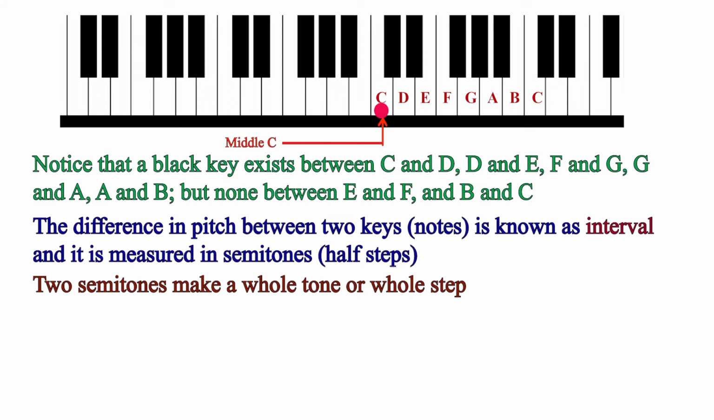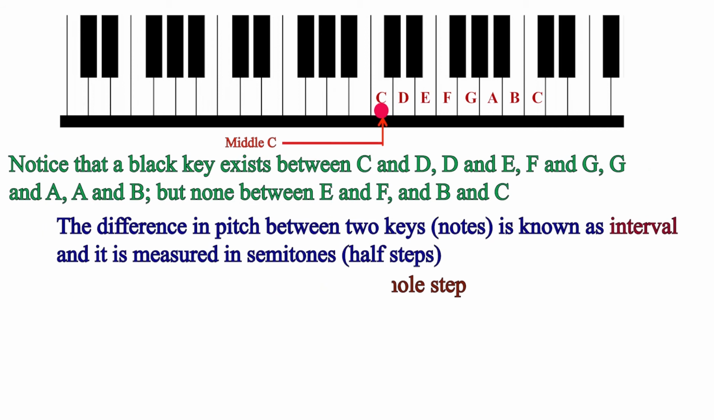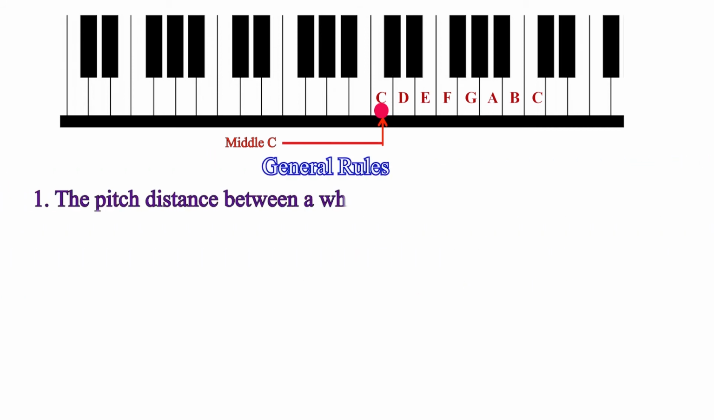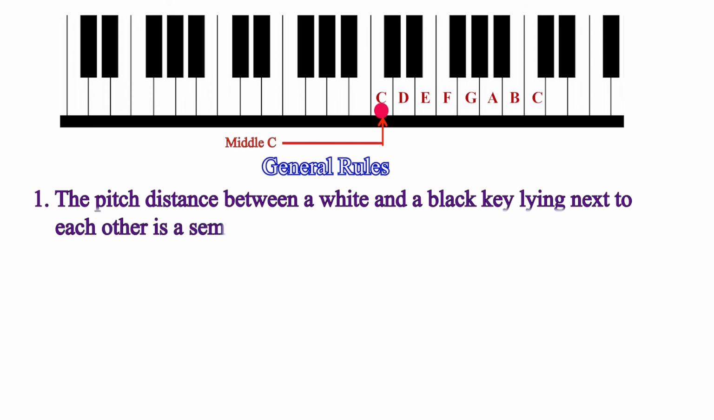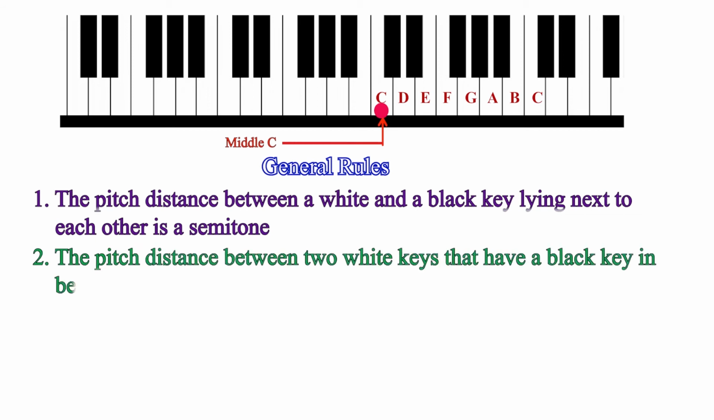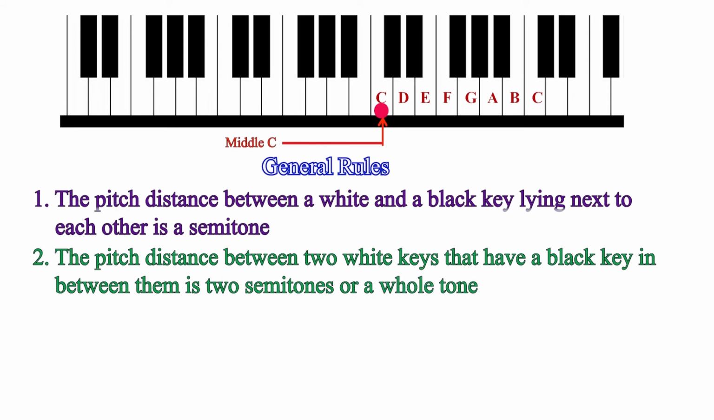We can now generalize as follows. 1. The pitch distance between a white and a black key lying next to each other is a semitone. 2. The pitch distance between two white keys that have a black key in between them is 2 semitones or a whole tone.